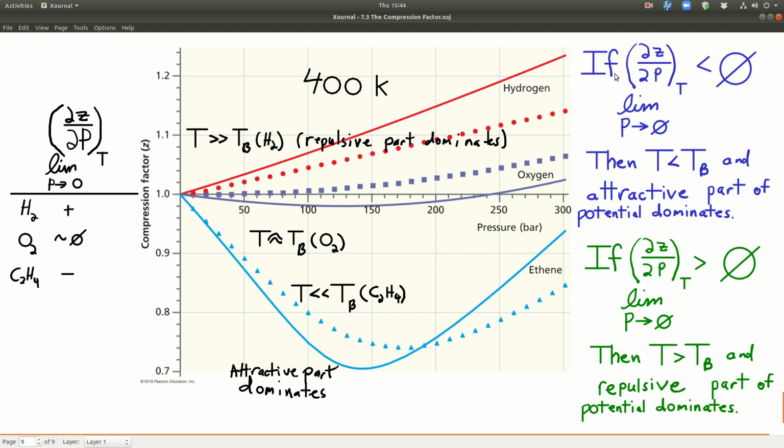So this over here on the right hand side is important. This is the takeaway. If the partial z, partial p, constant T, in the limit as the pressure goes to 0, is less than 0, then the temperature is less than the Boyle temperature and the attractive part of the potential dominates. If the partial z, partial p, constant T, limit as p goes to 0 is greater than 0, positive, then the temperature is greater than the Boyle temperature and the repulsive part of the potential dominates. That's the compression factor.